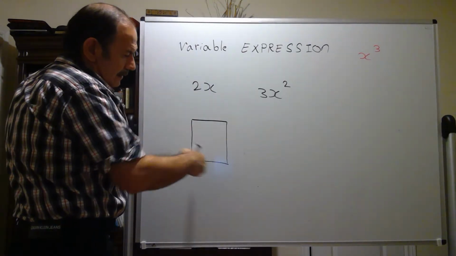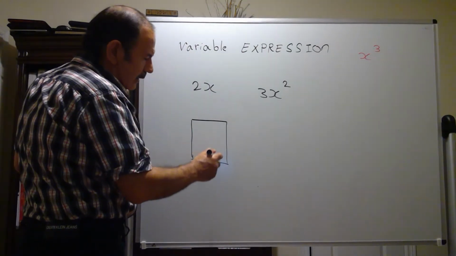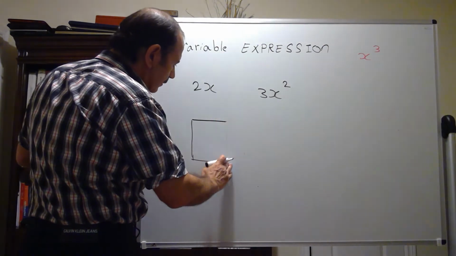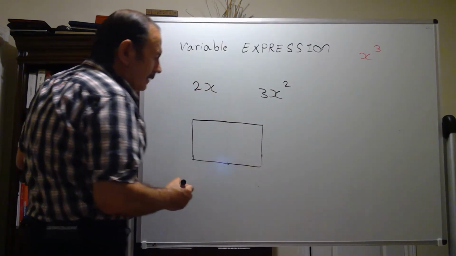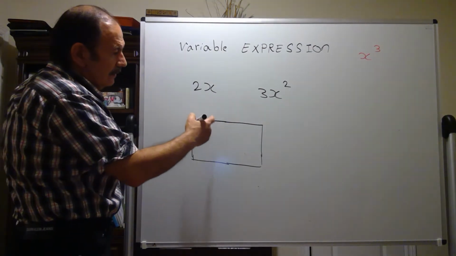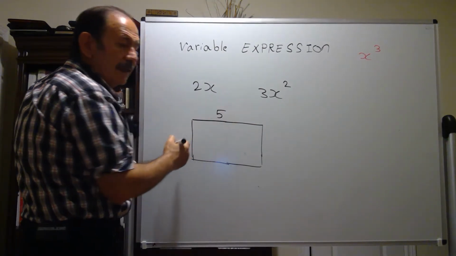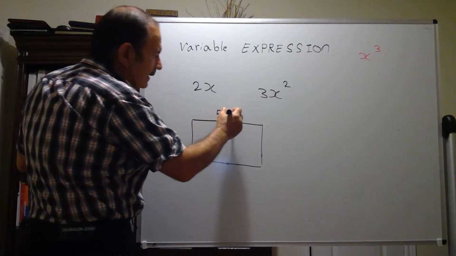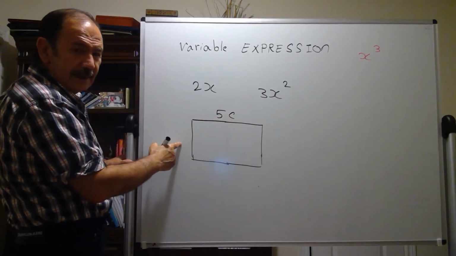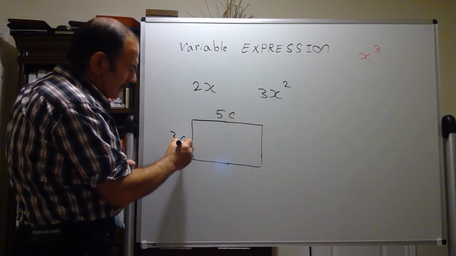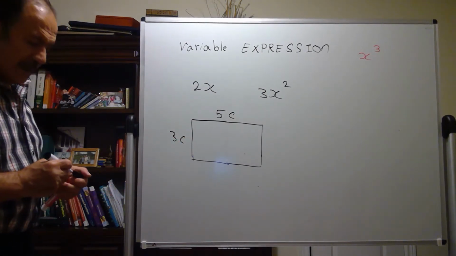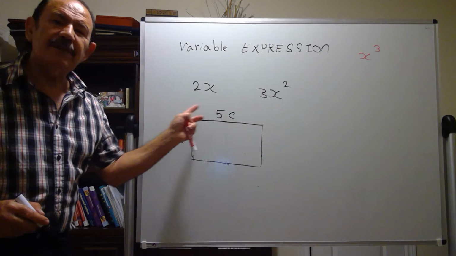Let's say this is a square. Let's make a rectangle too. This is a rectangle. The length is 5 centimeters, and the width is 3 centimeters. Okay, so centimeter is the unit of length here.